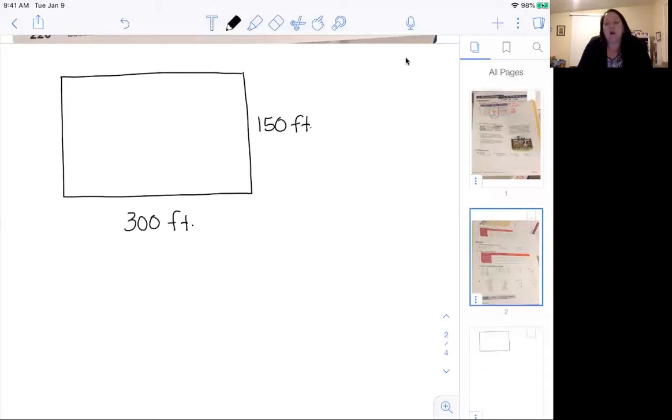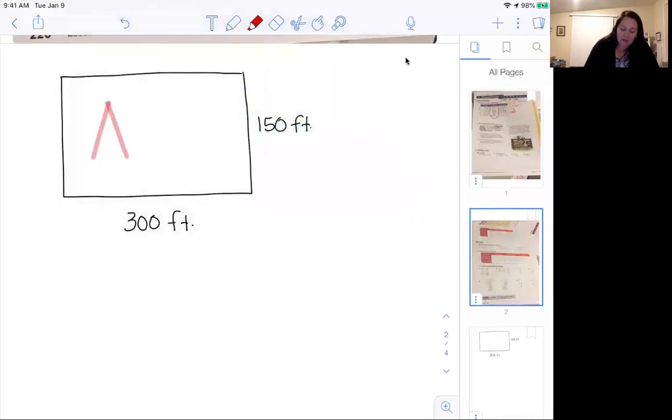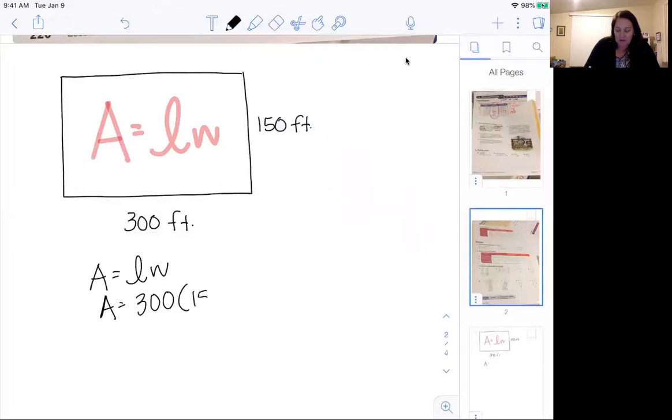Now, I saw a word in there that should give us an idea of what process we should be using. And the word I saw was square feet. So are we finding perimeter or area? If you said area, you are right. To find the area of a rectangle, we do area equals length times width. Let's go ahead and work that out. Area equals length times width. Area equals 300 times 150.